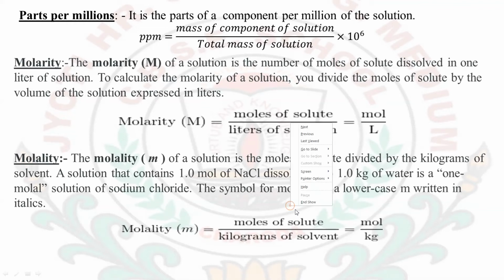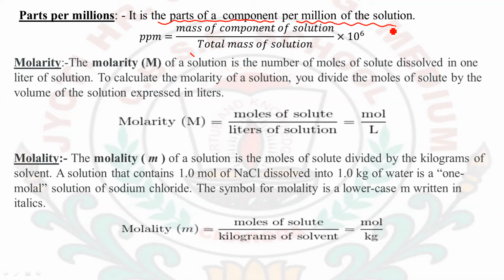Next is parts per million of a solution. It is defined as the parts of a component per million parts of the solution. Million means 10 to the power 6. It is represented as ppm, and the formula here becomes the mass of the component divided by the total mass of the solution, into 10 to the power 6.